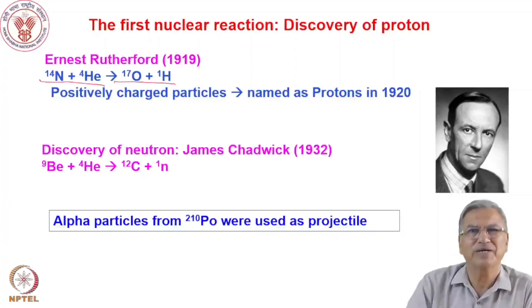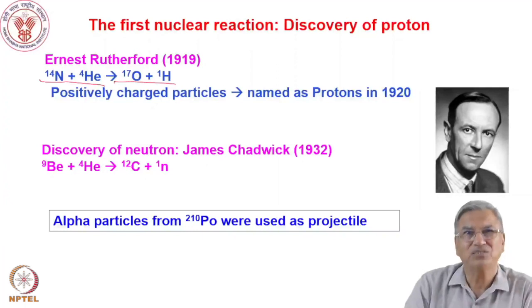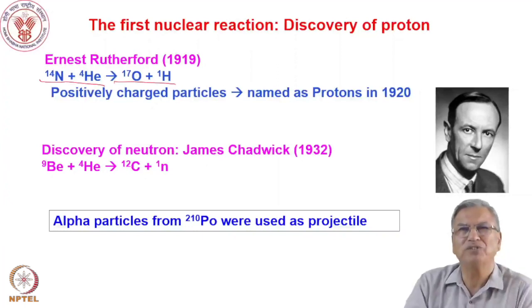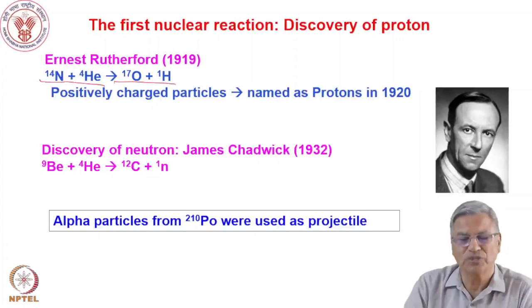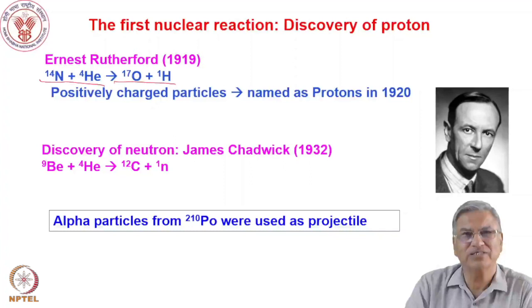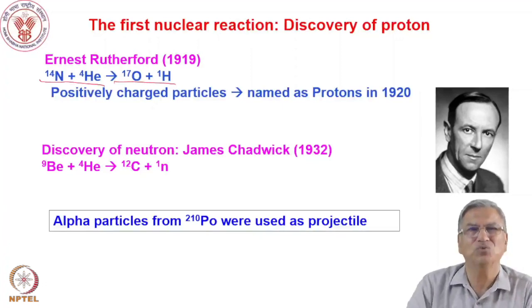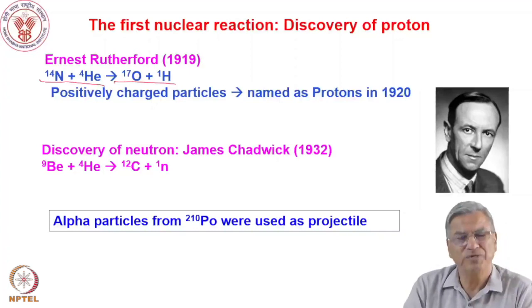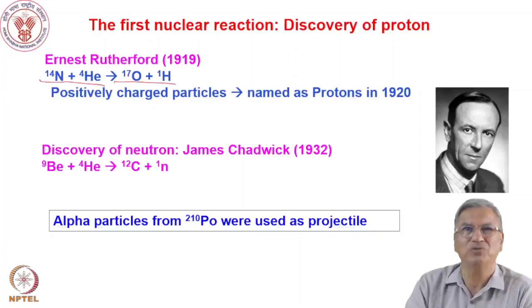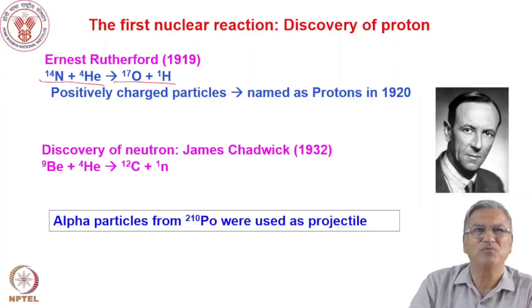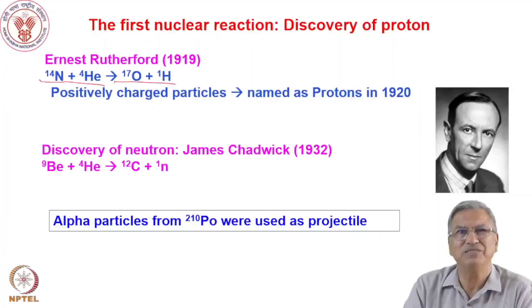Based on the charge and so on, he concluded that these positively charged particles are nothing but protons. That is how this was the first nuclear reaction where the atom was transmuted, but this reaction gave rise to stable products. In this particular reaction, oxygen-17 and the hydrogen proton are both stable products. So this reaction, though being the first nuclear reaction, produced stable isotopes. Rutherford named these positively charged hydrogen atoms as protons in 1920.